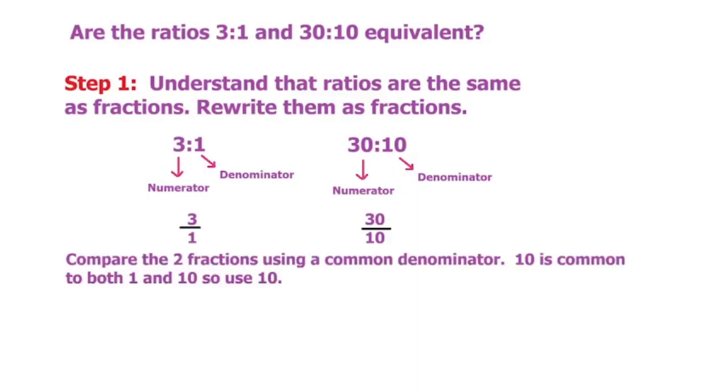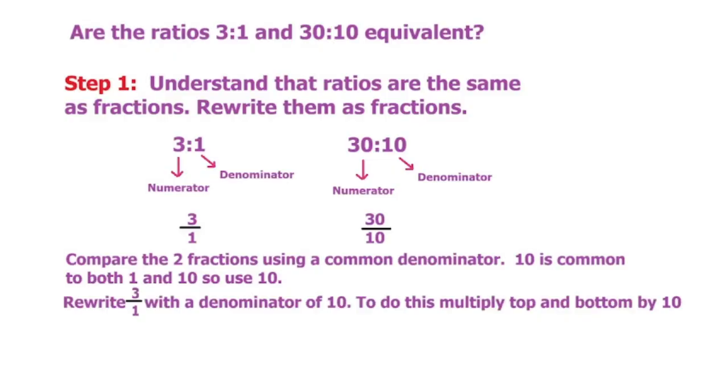Now, you need to compare the two fractions using a common denominator. 10 is common in both 1 and 10, so we could use 10. Okay, so we know that if we multiply 1 by 10, we would get 10. That's how we know that they're common. Now we can rewrite 3 over 1 with a denominator of 10. To do this, multiply top and bottom by 10.